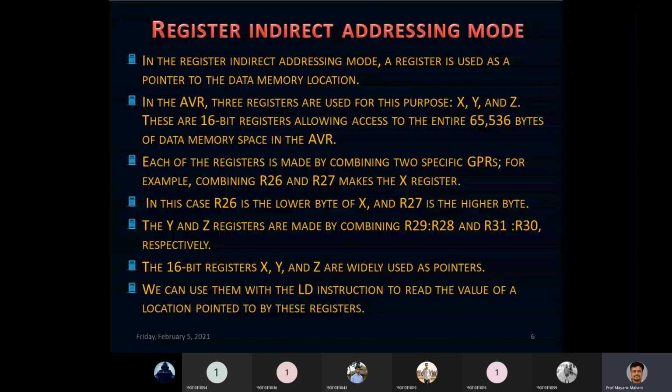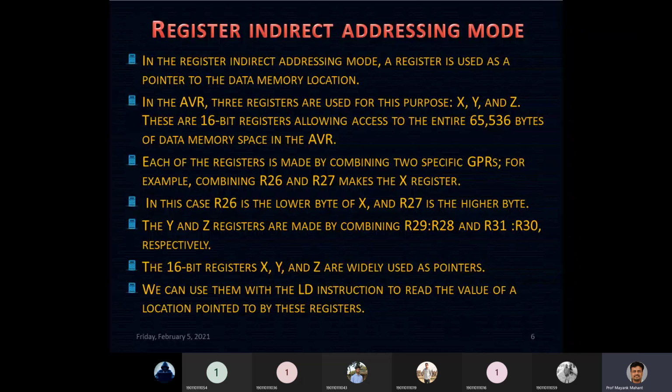The same was the case with our 8085. We have the BC, DE, and HL pairs, which can be used for pointing, with the help of instructions like STA, STAX, and LDAX. In the same way we have X, Y, and Z. These are the three pointer registers available in our AVR, and as they are 16-bit registers, we can access the whole 64K of data memory space of an AVR.